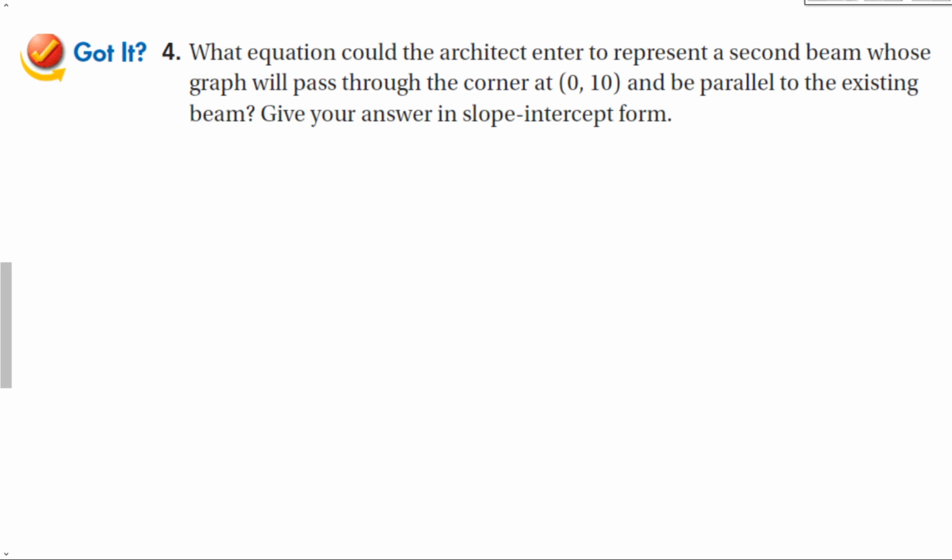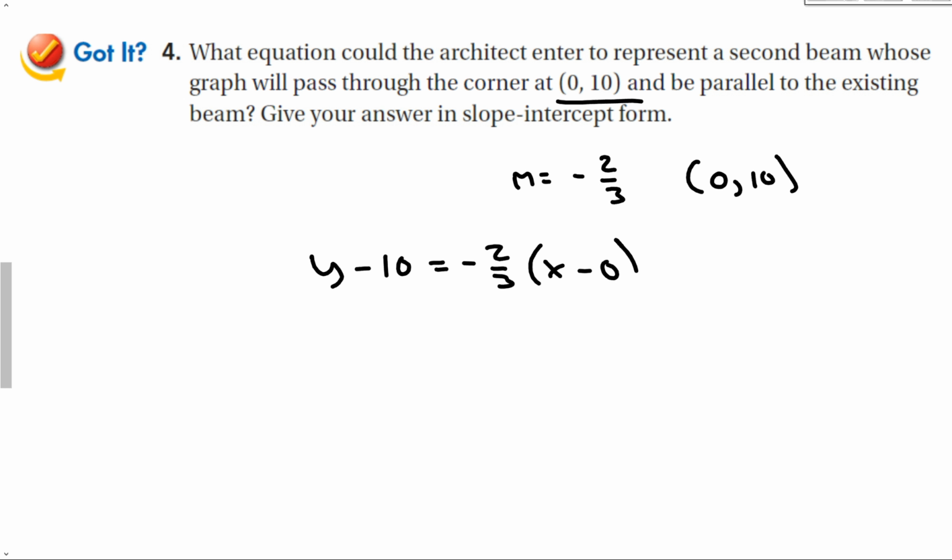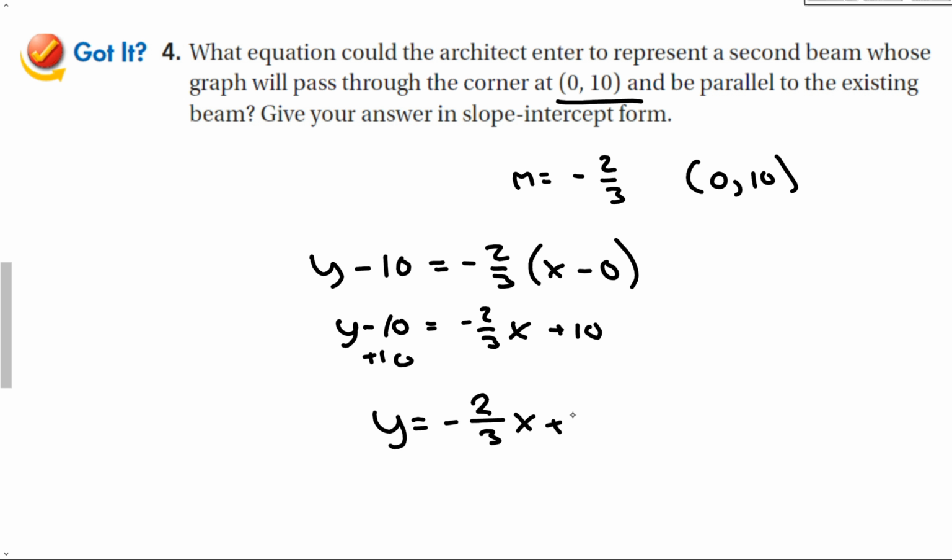What equation could the architect enter to represent a second beam whose graph will pass through this corner (0, 10) and be parallel to the existing beam? Okay, so my slope is going to be the same as the old beam, which was negative 2 over 3. And my point is going to be (0, 10). So I have a point, I have a slope, so I use point-slope form. y minus y1 is equal to negative 2/3 times x minus 0. Well, this one's a lot easier. I need to write the 0, and then just add 10 to both sides. So y is equal to negative 2 over 3 x plus 10.